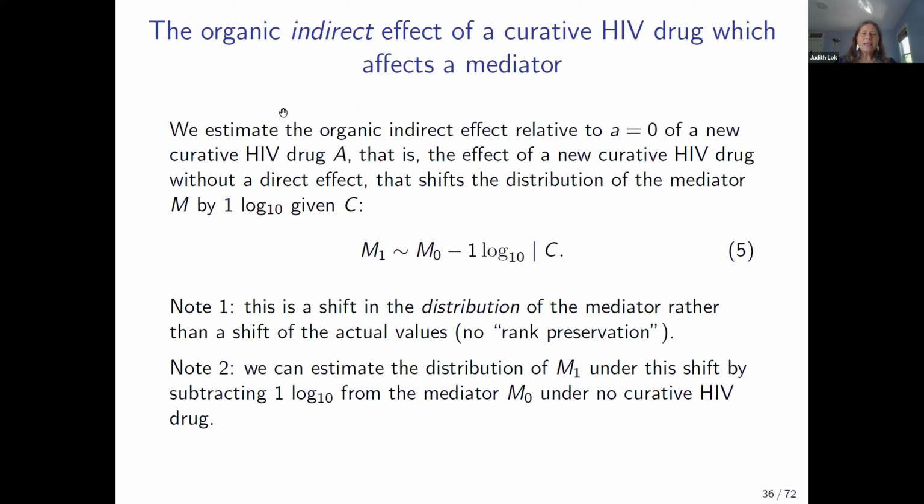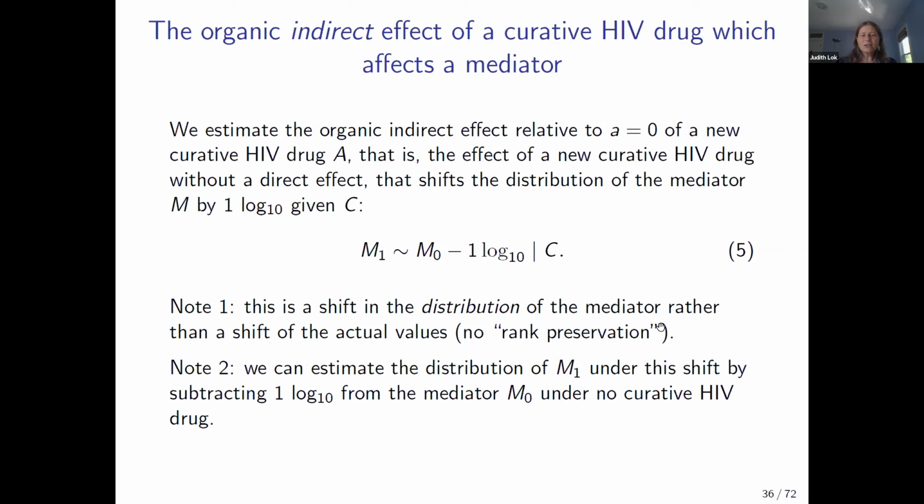What we have done is estimated the organic indirect effect relative to A = 0 of a new curative HIV drug A. That is the effect of a new curative HIV drug without a direct effect, that shifts the distribution of the mediator M by 1 log10 given C. By 1 log10 because the reservoir measures are typically measured on a log10 scale. So this is M1, which has a shift of the mediator distribution of 1 log10 compared to the mediator distribution without treatment. So this is a 10-fold reduction of the HIV reservoir given C.